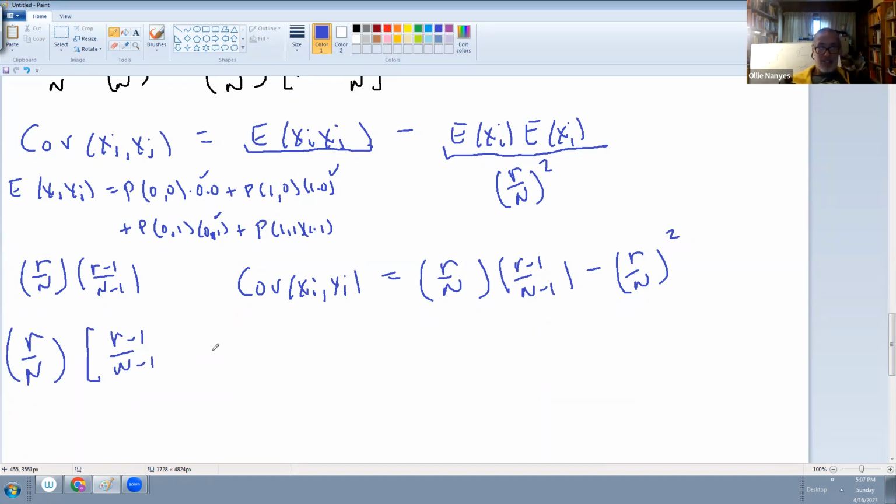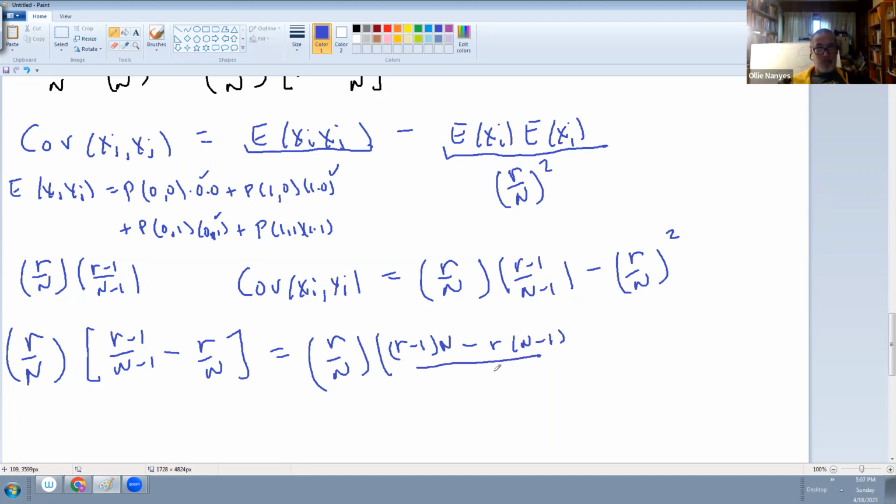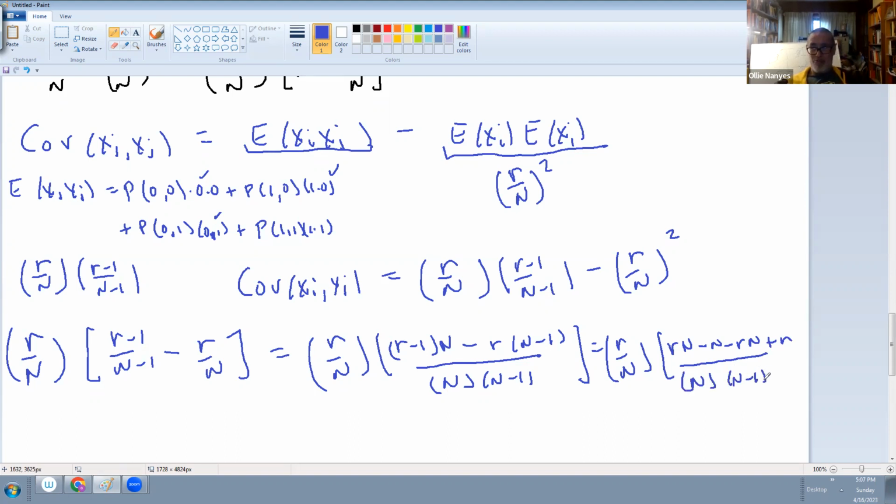And minus r over n. Get the old common denominator going. r minus 1 times n minus r times n minus 1. And the algebra is not too bad here. It's just a little tedious. But I have rn minus n minus rn plus r over n times n minus 1. And let's post this up here. We're almost done with this little bit.